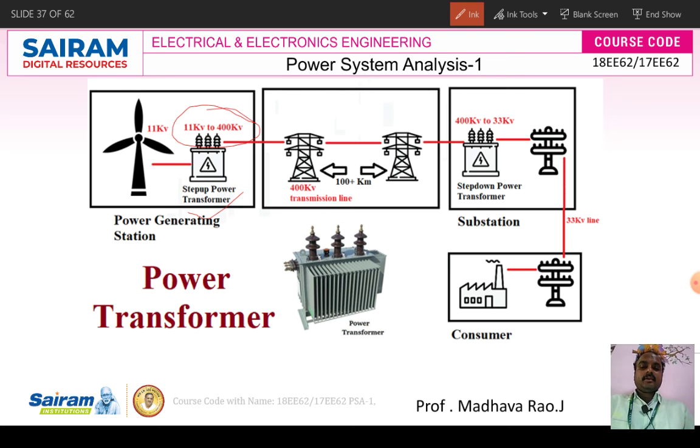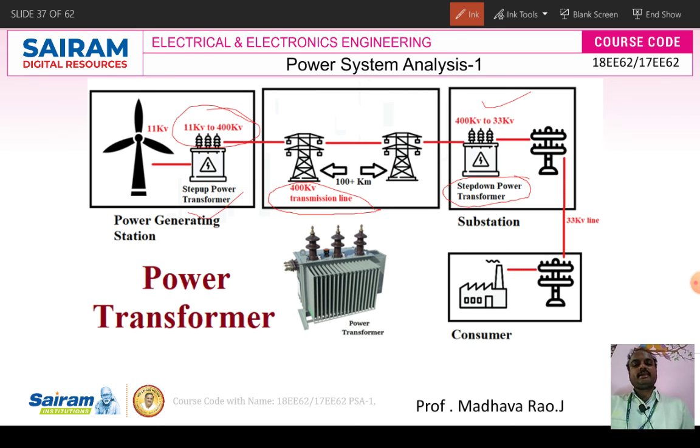After the step up, we are transmitting the voltage to the transmission towers, 400 kilovolt transmission lines. The distance between each transmission tower is 100 plus kilometers. After transmitting the power, we are connecting to the step down transformer, stepping down 400 kilovolt to 33 kilovolt.